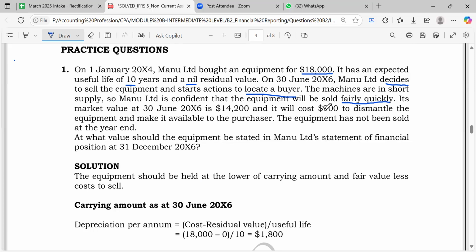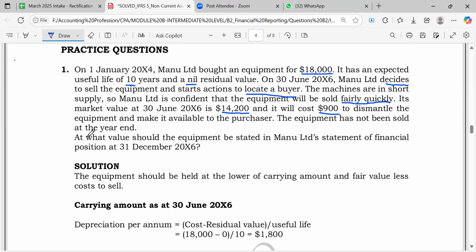It will cost 900 to dismantle the equipment and make it available to the purchaser. This should be the cost to sell, and this should be the fair value. So we have it and we have it. Then you are told the equipment has not been sold at the year end. We don't know our year end now, right?